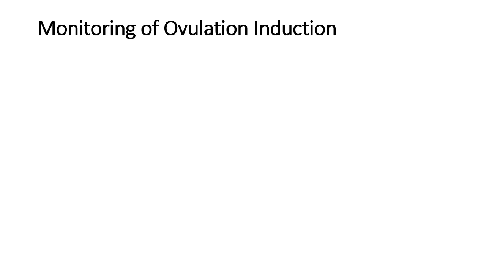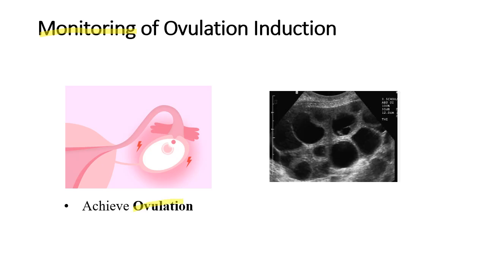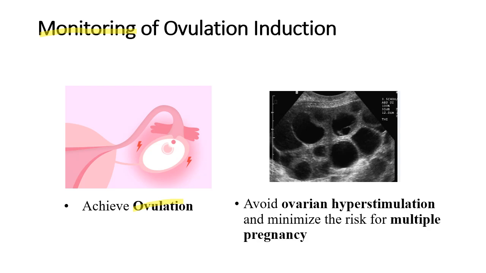So we'll now discuss the monitoring of ovulation induction. Why we need to monitor ovulation induction is because we want to achieve our goal, that is achieving ovulation with minimal side effects. What are the main side effects that we want to monitor? That is OHSS and the risk of multiple pregnancies. So for this we have to monitor the cycle so that we can prevent OHSS and multiple pregnancy and achieve our goal of ovulation.